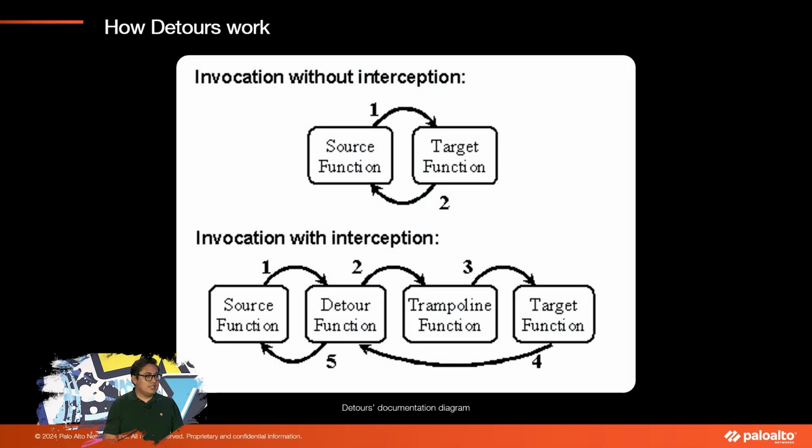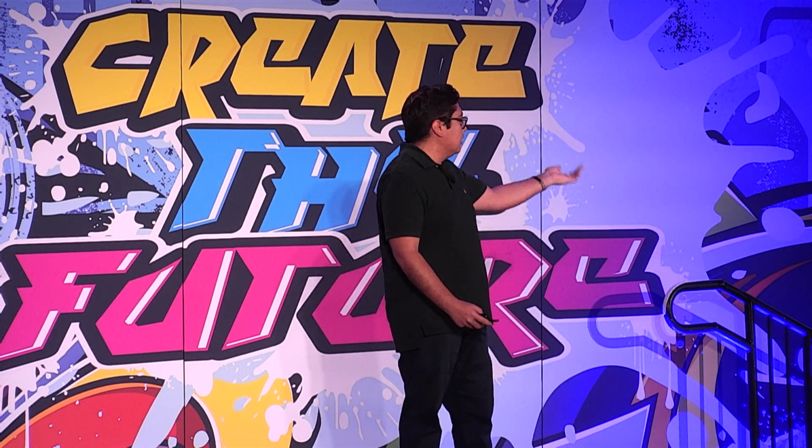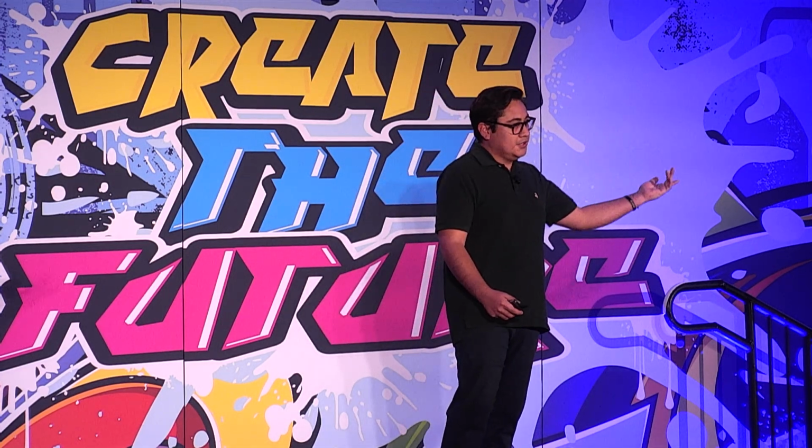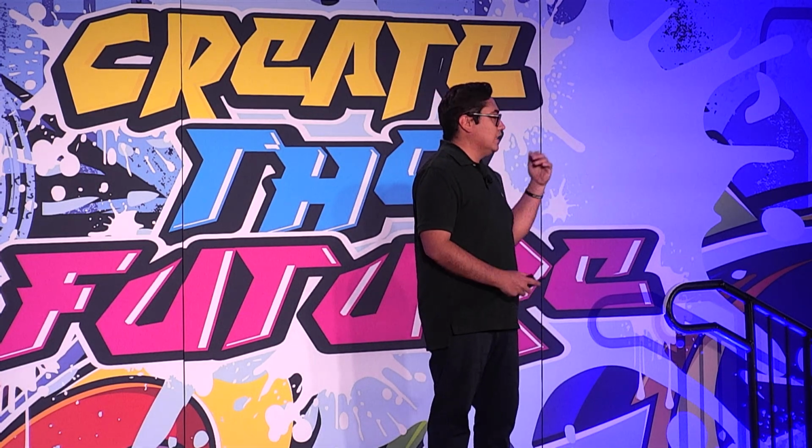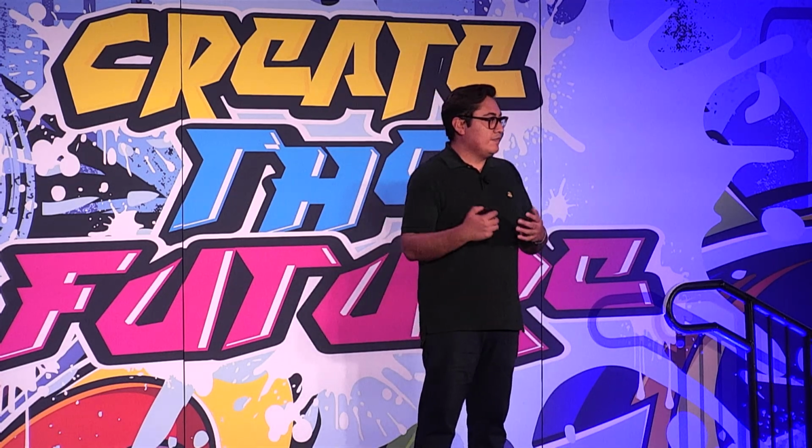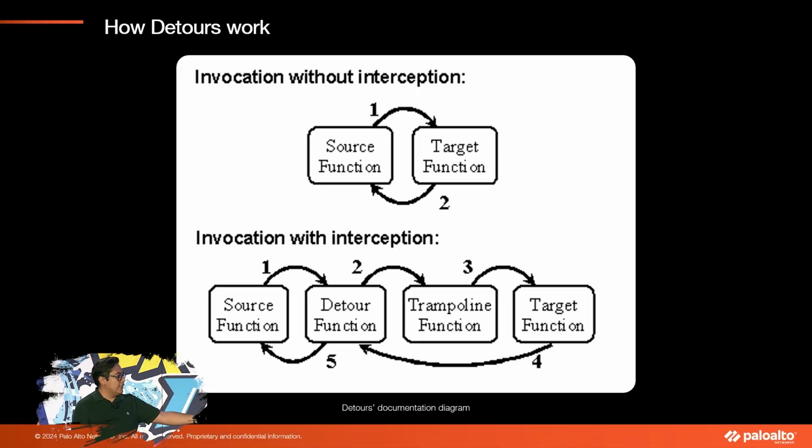So when you're making a call in your code, this is how a search function calls your target function. The caller calls the callee function, and after it executes, it returns to the search function, and the program continues as normal. However, when you have a program that is being detoured or instrumented, you're going to have some intermediate functions. And the one we care about is the detour function.